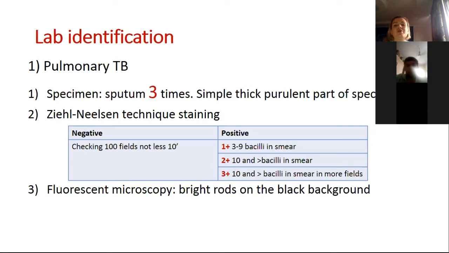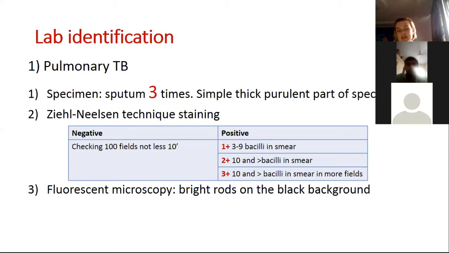After that, you should prepare the smear with Ziehl-Neelsen staining and examine the smear under the microscope. In this table, you can see how many fields we should check: minimum 100 fields. You should record a negative result if you detect less than 10 pink rod-shaped bacteria in 100 viewing fields.